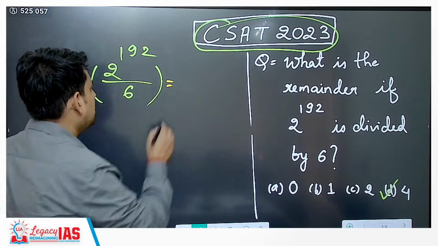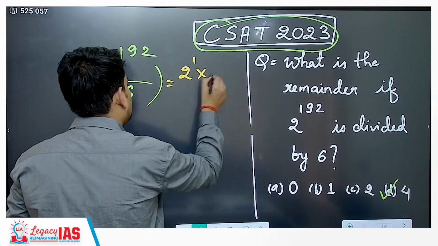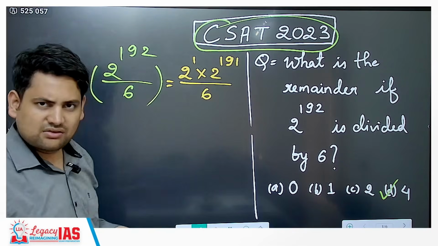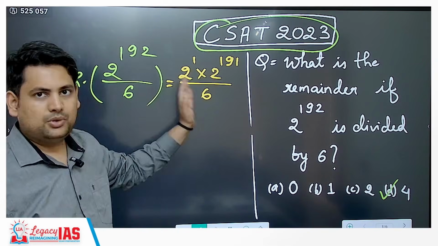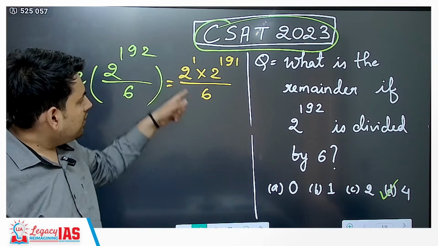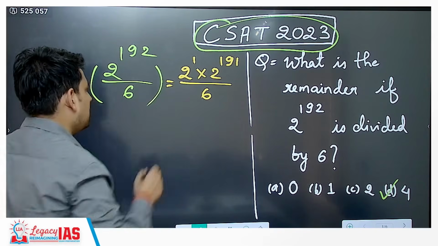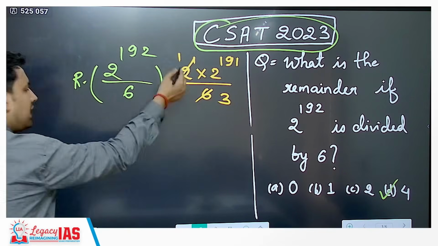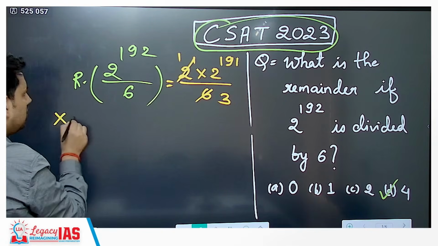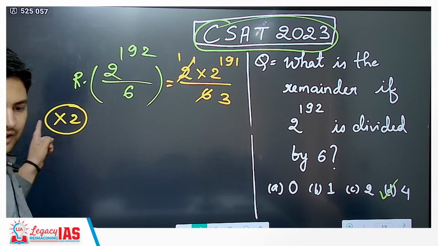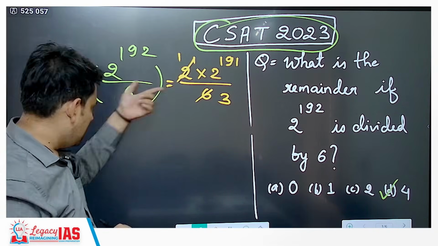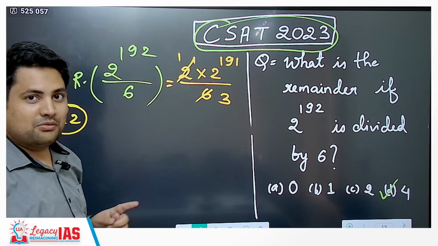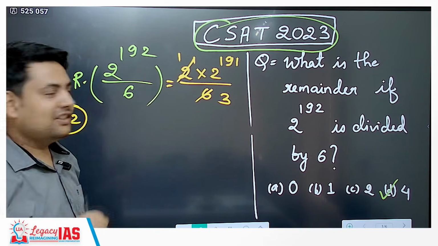So 2 power 192 can be written as 2 power 1 into 2 power 191 by 6. Correct? This we can write. Okay, just distributed it. Now 2 and 6 can be cancelled out. So 2 ones are 2 and here you get 3. Correct? Now what have you cancelled? You write it on the side: into 2. Once you are done with the calculation part, you must introduce multiplication by 2 before you give the final answer. Otherwise you get negative marking.